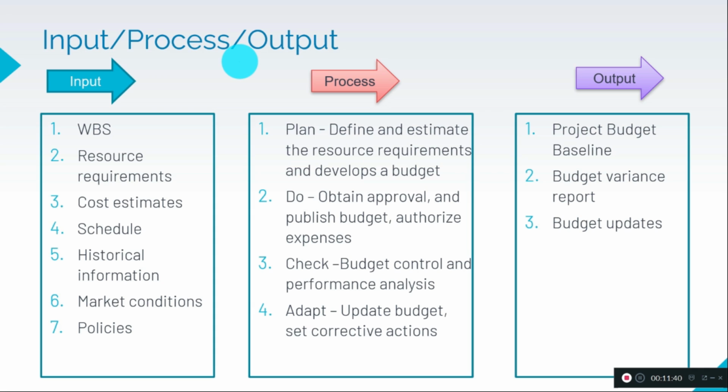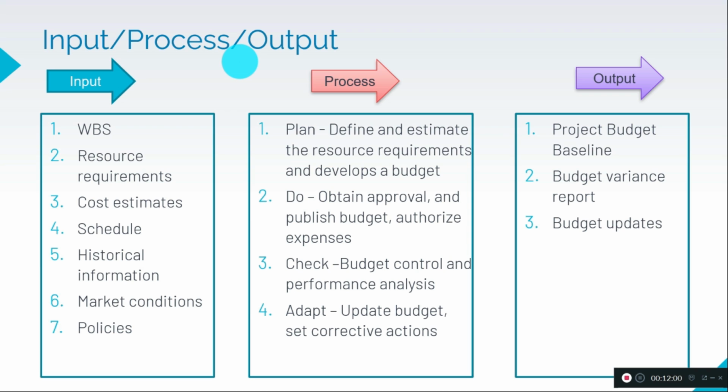So what are the processes? Plan. First we need to plan. In that plan we need to define and estimate the resource requirements and develop the project budget, cost and budget. What we need to do is obtain approval, publish the budget, and authorize the expenses.